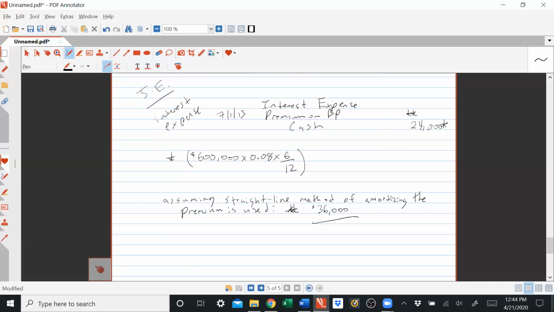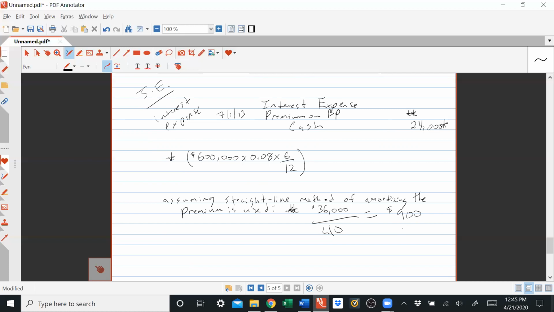Initially, it was a 20-year bond, and we pay interest 2 times every year, so that's 40 interest payments. Each time we make an interest payment, we're going to reduce the premium by the same amount. The straight line method reduces the premium by the same amount each time. The effective interest method reduces the premium by a decreasing amount each time.